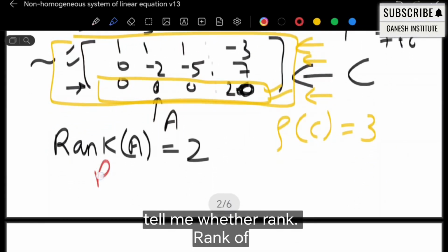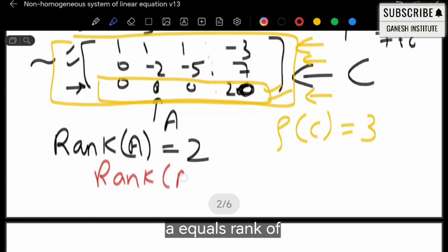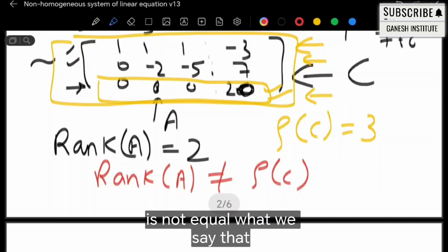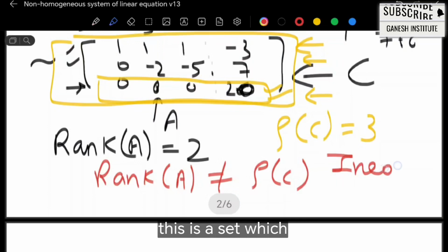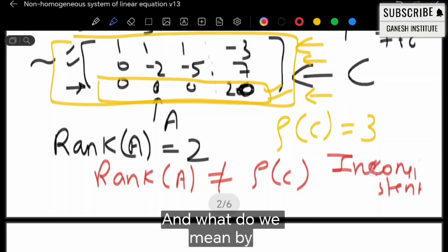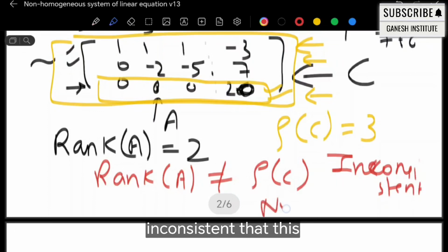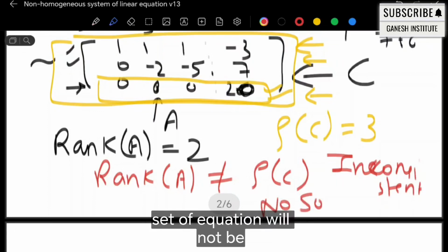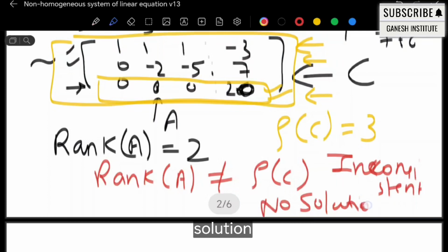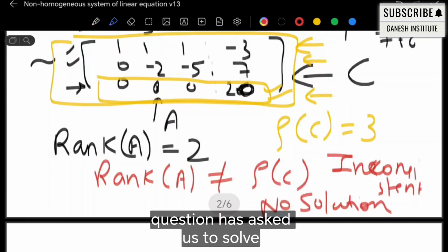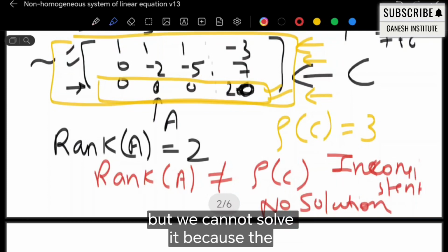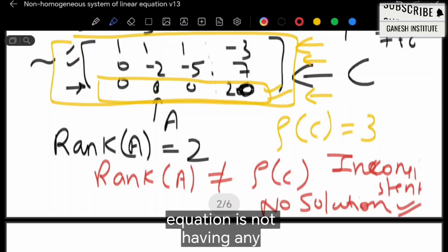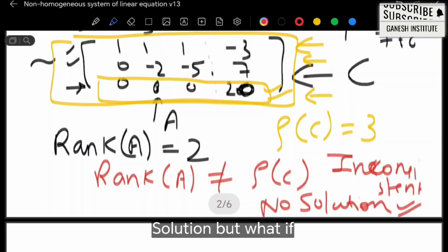Tell me, whether rank of A equals rank of C? No. So if it is not equal, what we say? That this is a set which is inconsistent. And what do we mean by inconsistent? That this set of equation will not be having any solution. Question has asked us to solve, but we cannot solve it because the equation is not having any solution.